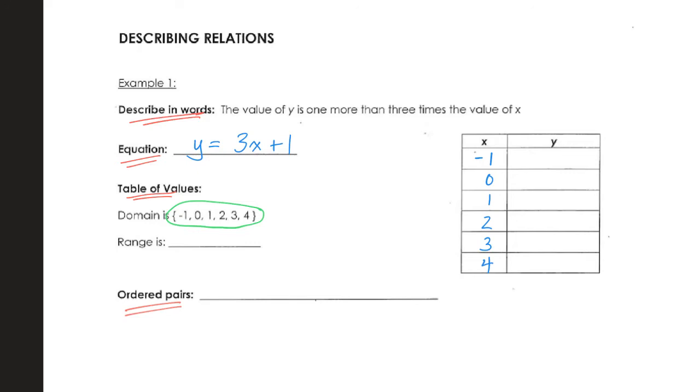A lot of people, given where we've come from, will actually find it easier to use the equation. And so on that first x value, we may choose to sub in -1 for our x, and now calculate. Okay, 3 times -1. Now I need to add on the 1. And there is my y value.